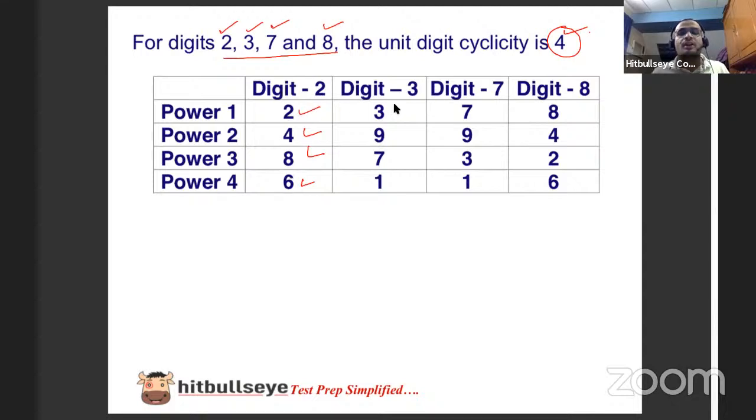Same thing for 3. I can see 3 into 3 is 9, 9 into 3 is 27, 27 into 3 is 81. I'll take the unit digit 1, and 1 into 3 is 3 again. Similarly for 7, similarly for 8. You can check. Please make a note of this table. This is again important for 2, 3, 7 and 8. Please observe, here the cyclicity is 4.